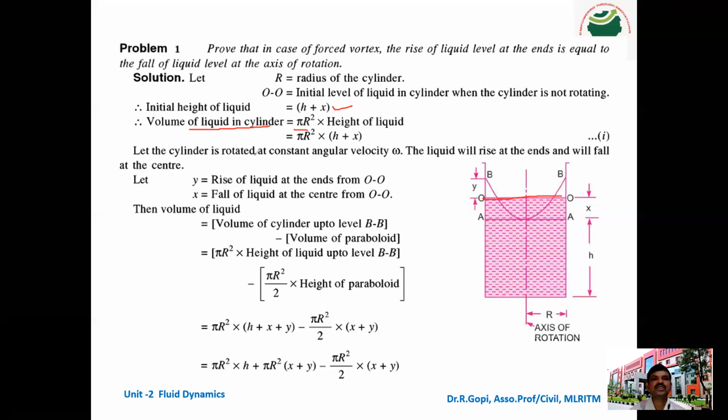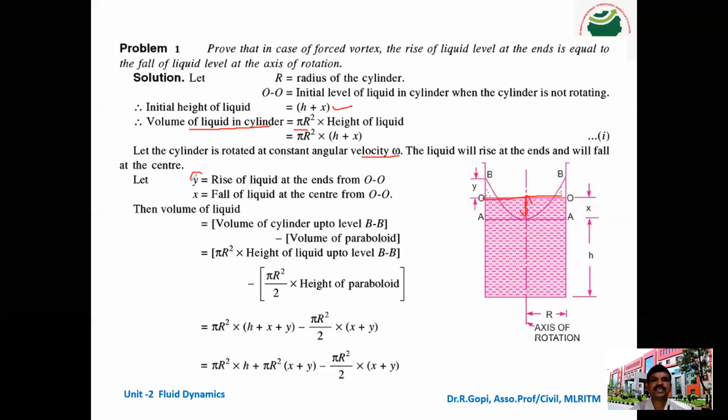Now let the cylinder be rotated at a constant angular velocity omega. Now I am applying a constant angular velocity omega. The liquid will rise at the ends and fall at the center. While rotating, this is the water level. At the ends the height is increasing, but at the center it falls. As seen in the previous video, in a forced vortex, at the ends the liquid level increases and at the middle the liquid level decreases.